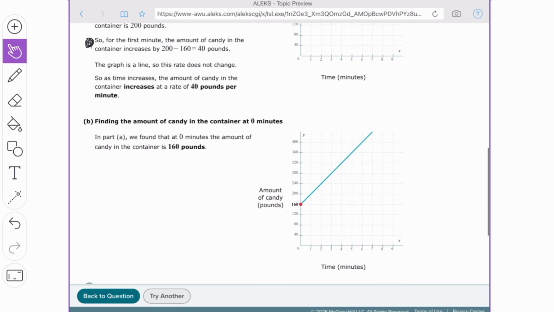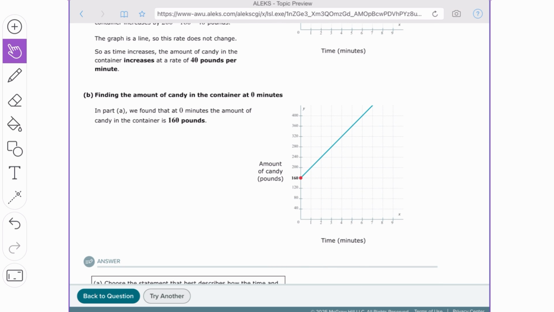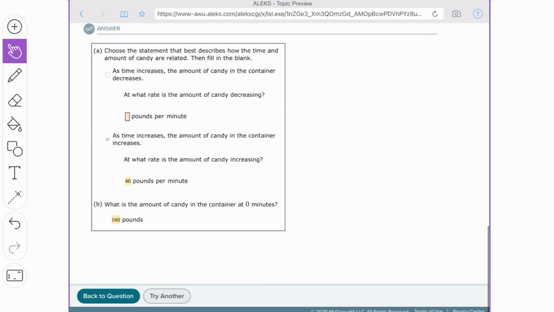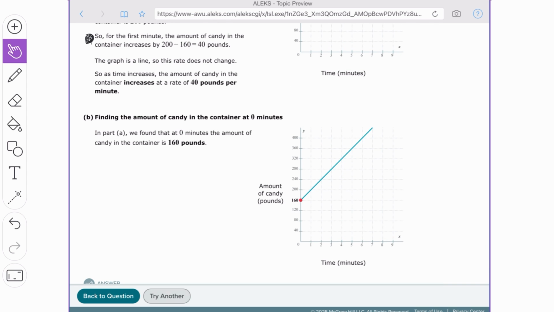So then it says, find the amount of candy in the container at 0 minutes. Well, as you can see, at 0 minutes, there's 160 pounds of candy. So that's what we start with, okay? So there you go. Now, I'm going to try a different question.